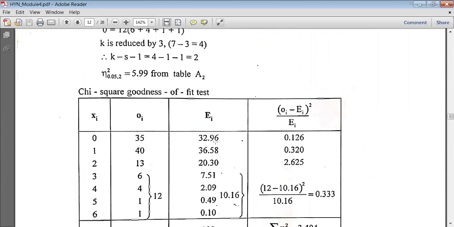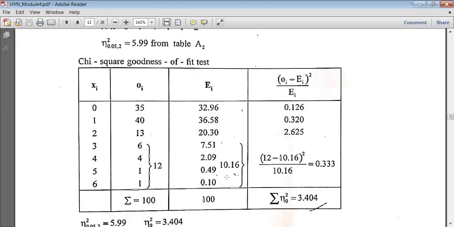Then (Oi minus Ei) the whole square, same procedure. 35 minus 32.96, 40 minus 36.58, 13 and 20.30. Next here we have 12 and 10, so just combine and you have to accept it. Here we are not getting it as greater than or equal to 20.